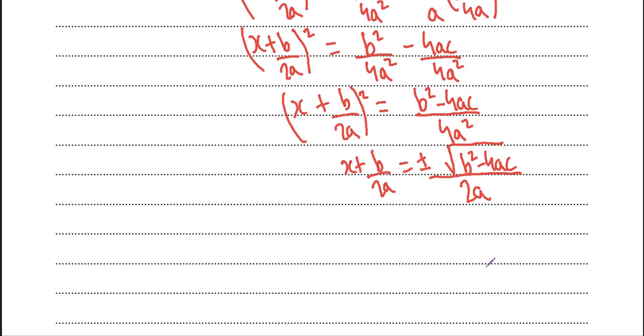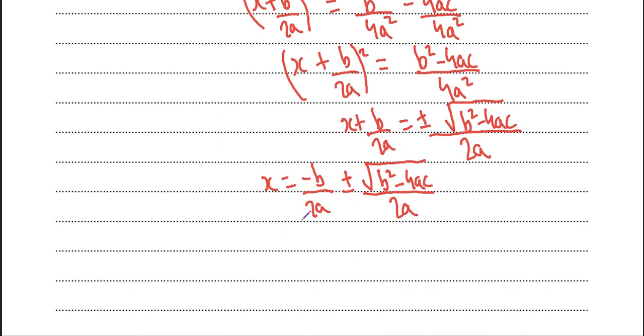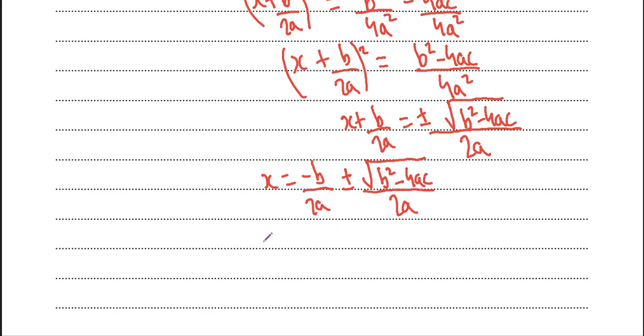Well, then you bring the b over 2a to the other side, so now you're left with x is equal to minus b over 2a plus or minus the square root of b squared minus 4ac, and this divided by 2a. But then again, these have the same denominator, so this is working with fractions. So now you can add these two together, and you're left with x is equal to minus b plus or minus the square root of b squared minus 4ac all divided by 2a.